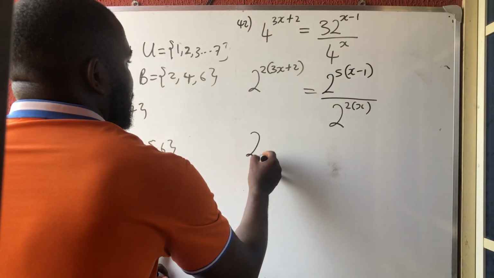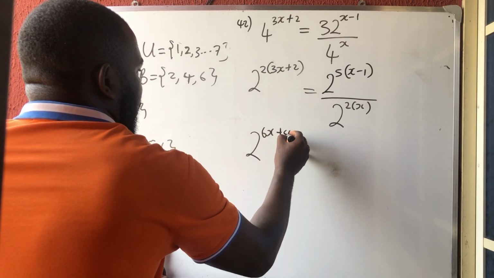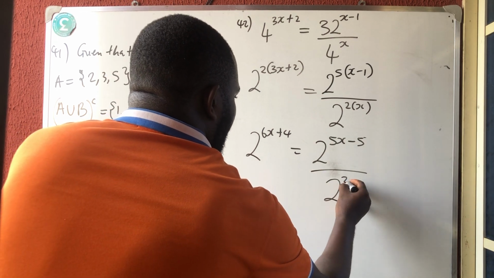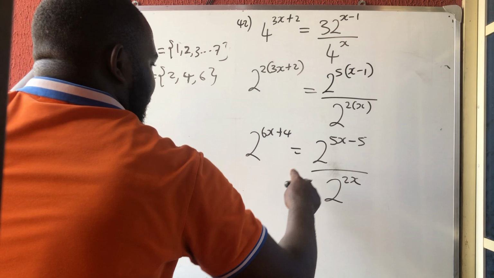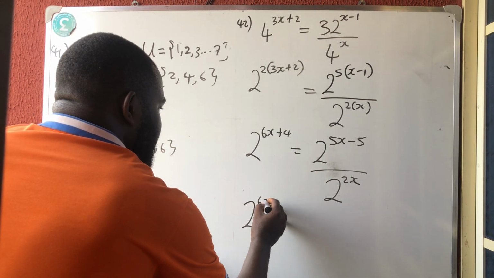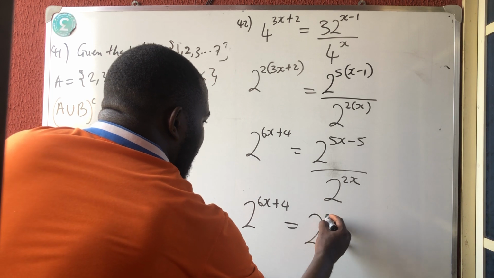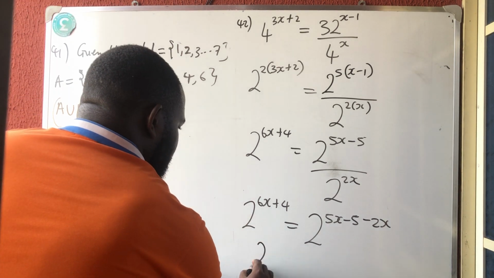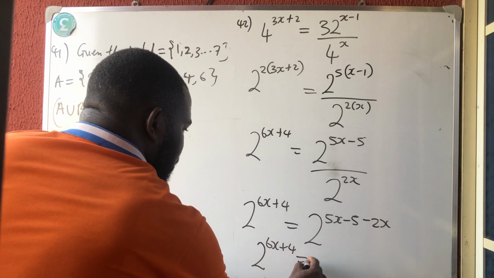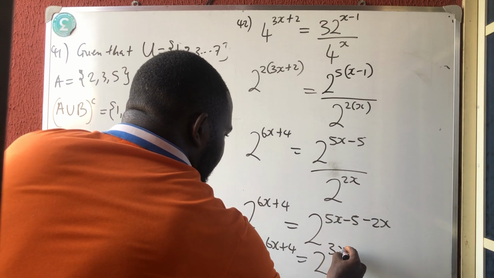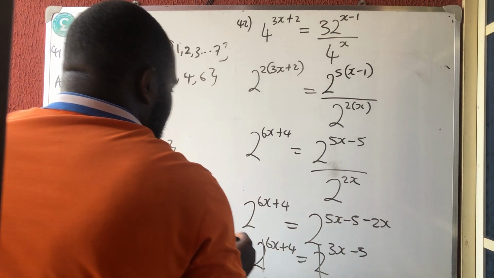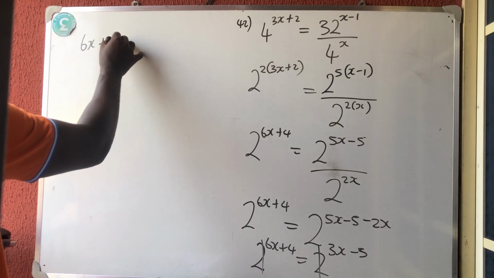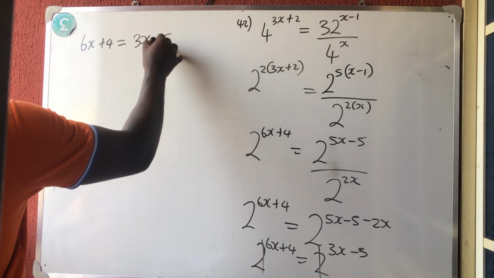Now I'm having 2 raised to power 6x plus 4 is equal to 2 raised to power 5x minus 5 all over 2 raised to power 2x. Now, according to indices, if you have divide, you should subtract. So I'm having 2 raised to power 6x plus 4 is equal to 2 raised to power 5x minus 5, then minus 2x. So this minus this will give you 3x minus 5. Now 2 will take care of 2, so I'm left with 6x plus 4 is equal to 3x minus 5. So collect like x.